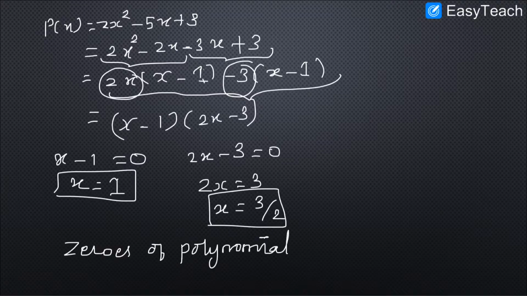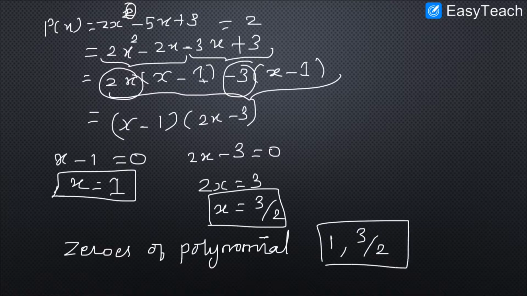We already know that. Since the degree is 2, the quadratic polynomial has only 2 zeros. 2 zeros mean 2 solutions, 1 and 3 by 2. If it is a cubic polynomial, then we will have 3 zeros, which means 3 solutions. So we already know all these. Why do I talk about all these here? Because in a quadratic equation also, finding the solution is the same as for the quadratic polynomial.